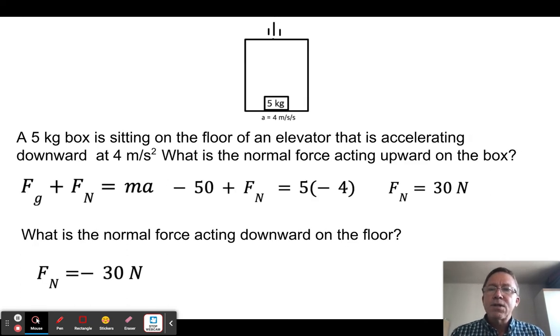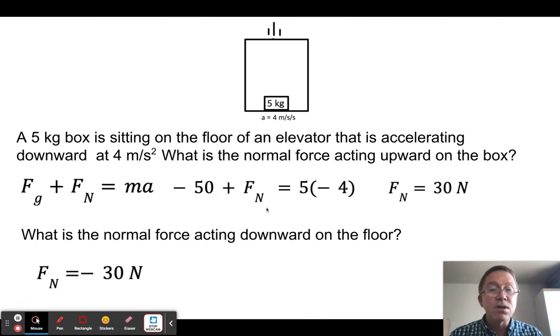All right, well, let's try this out. Now I have the same thing, but now the elevator is accelerating downwards. Okay, so same thing applies. I know that gravity is pulling on this 5 kilogram box with force mg in the negative direction. So negative 50 newtons, gravity is pulling down on the box.